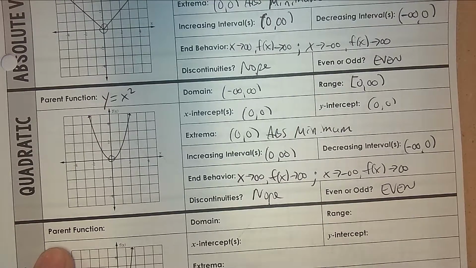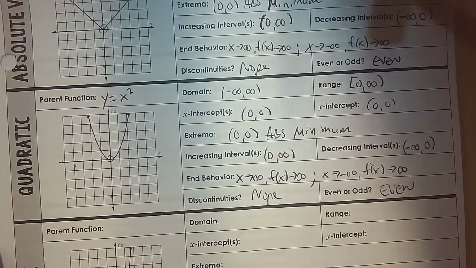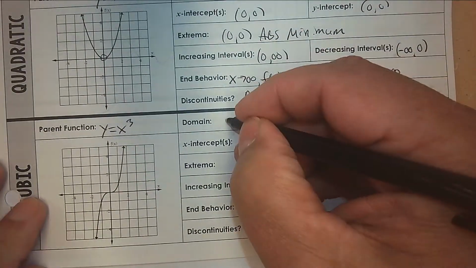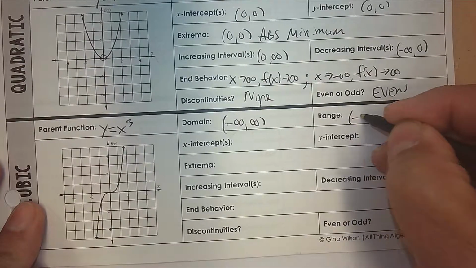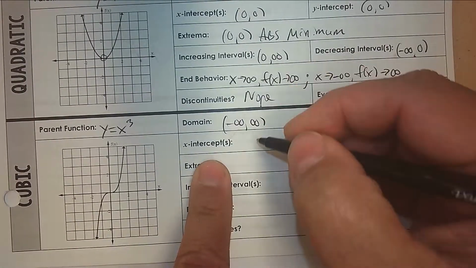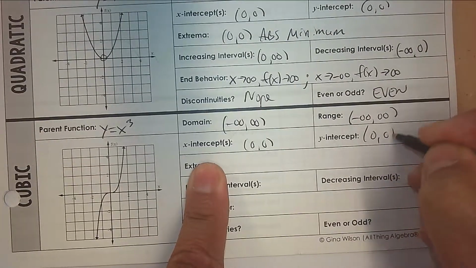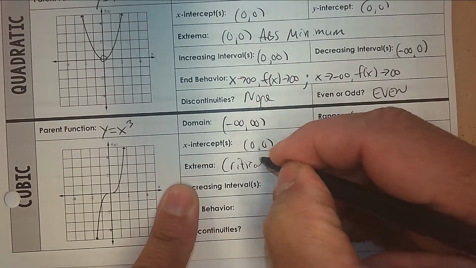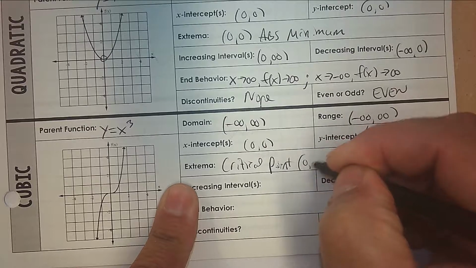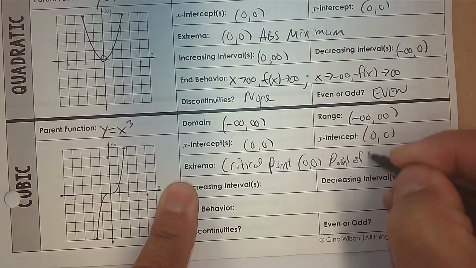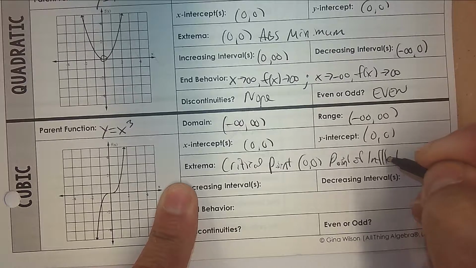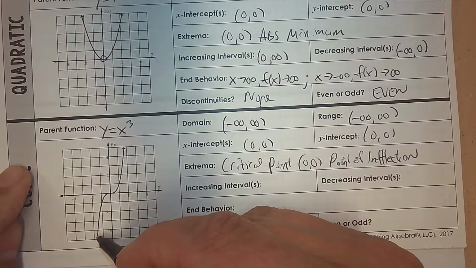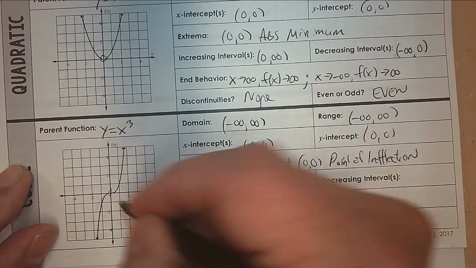Parent. So what you're looking at is called the cube function. That's y equals x cubed. The domain is all real numbers. The range is all real numbers. Is there an x-intercept? It's at 0, 0, and a y-intercept at 0, 0. So in terms of extrema, there's none, but there is a critical point here. And the critical point at 0, 0 is called a point of inflection. Notice it frowns and then it smiles, and right there is where it changes concavity.